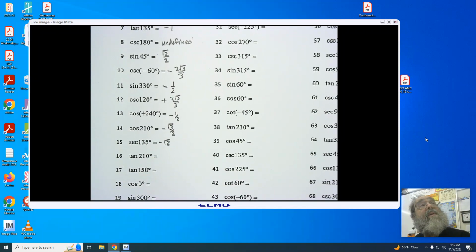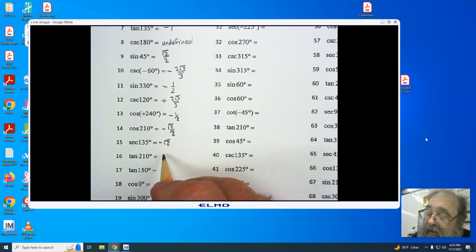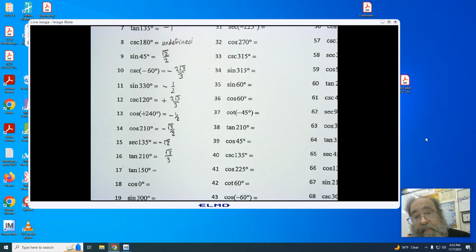210 degrees. Once again, third quadrant. 210 minus 180 is a 30-degree reference angle. The tangent of a reference angle of 30 degrees is root 3 over 3. In the third quadrant, tangent is positive. My answer is root 3 over 3.